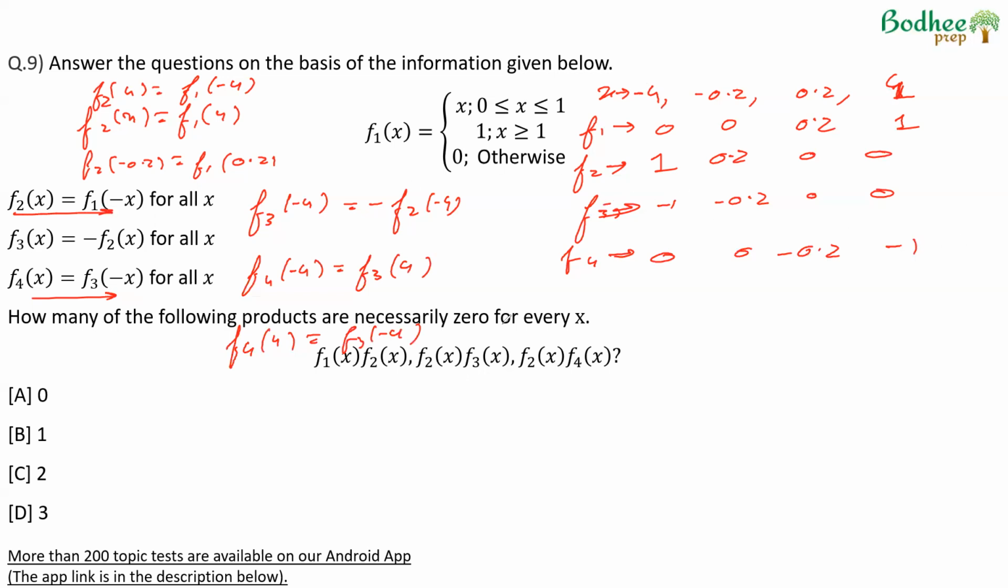The question says, how many of the following products are necessarily 0 for every x? f1(x) into f2(x): 0, 0, 0, 0. This product is always 0. f2 into f3, not always 0. f2 into f4: 1 into 0, 0.2 into 0, 0 into minus 0.2, 0 into minus 1, always 0. So two of these three products are always 0, and that becomes my answer.